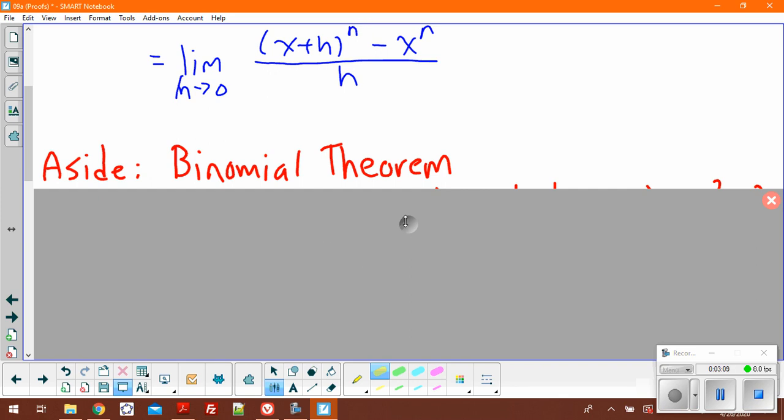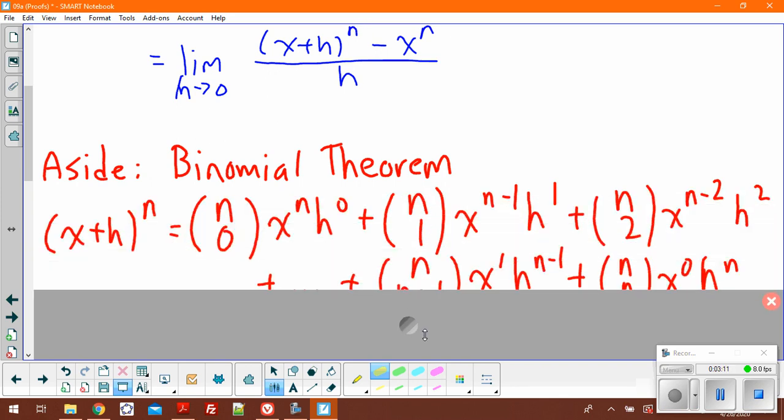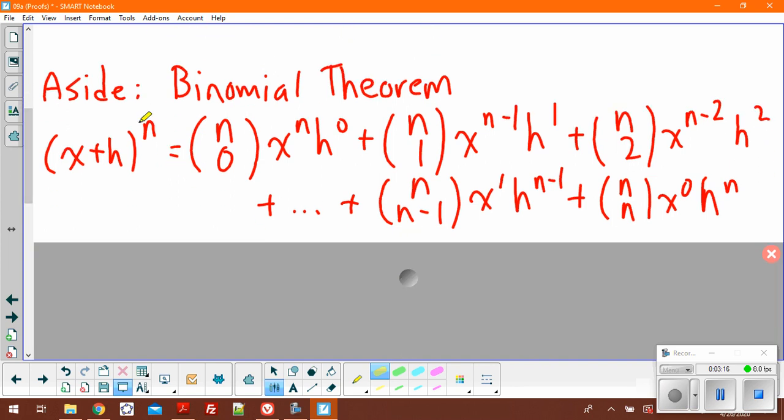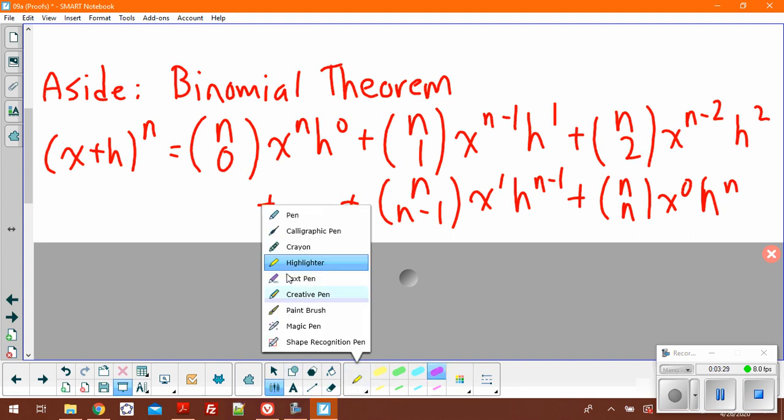Formally, the equation looks like this, and I know it's a bit of a mess. If I have something like (x plus h) to the n, the expansion is: n choose 0, x to the n times h to the 0, plus n choose 1, and so on. Again, just to explain briefly what's going on here, if you've never seen it before.